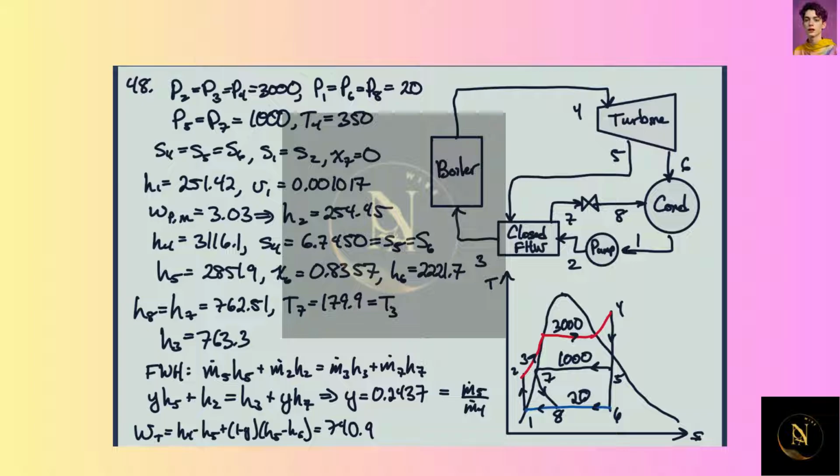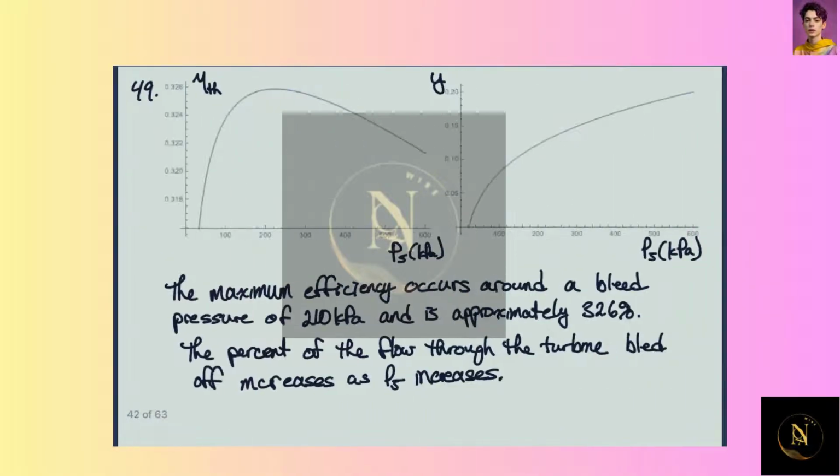So again, we basically did the same analysis in the software, but in this case we didn't have to find a quality factor at 5, because we knew the entropy and the pressure there, and it was in the superheated region, so we could look up the enthalpy there without finding the quality factor. But in the software, we needed to find the quality factor.